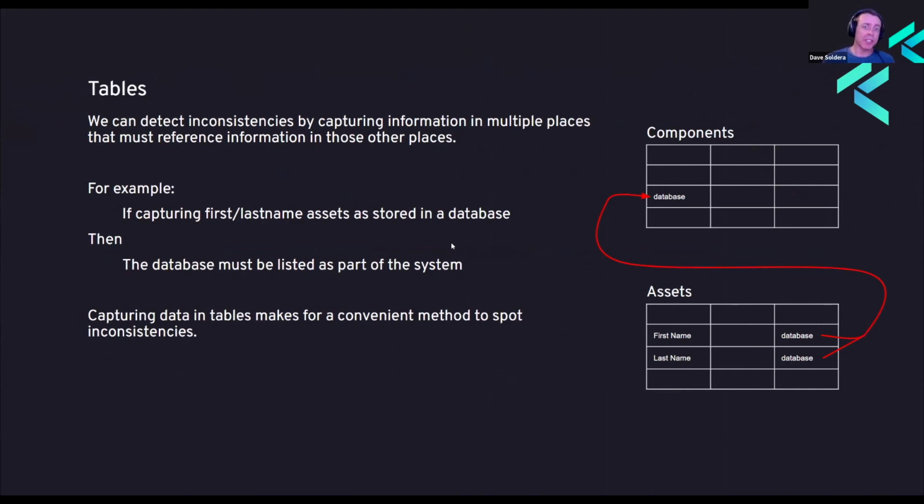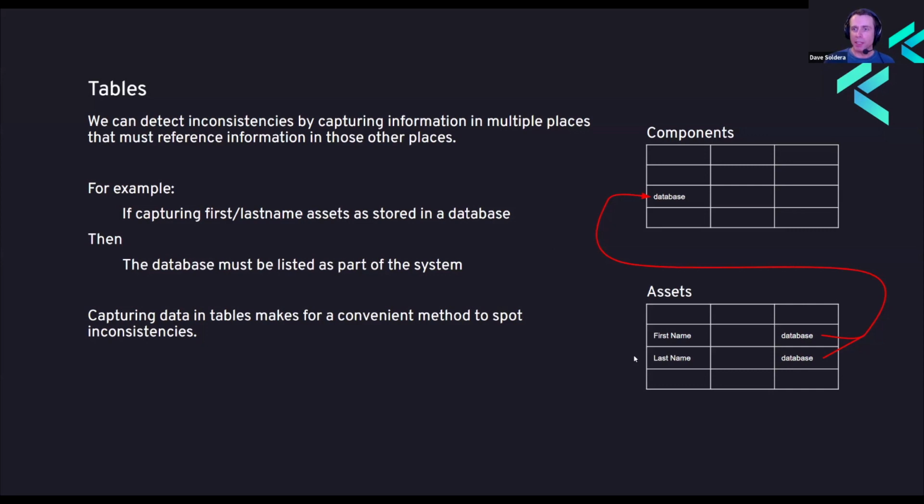And you see, this isn't rocket science, right? This is choosing a very simple possible method to achieve this. So here, quite simply, I have two tables, right? And using the same example as before, I have some assets, first name, last name. I also put in the asset table where those are stored. Oh, they're stored in a database.